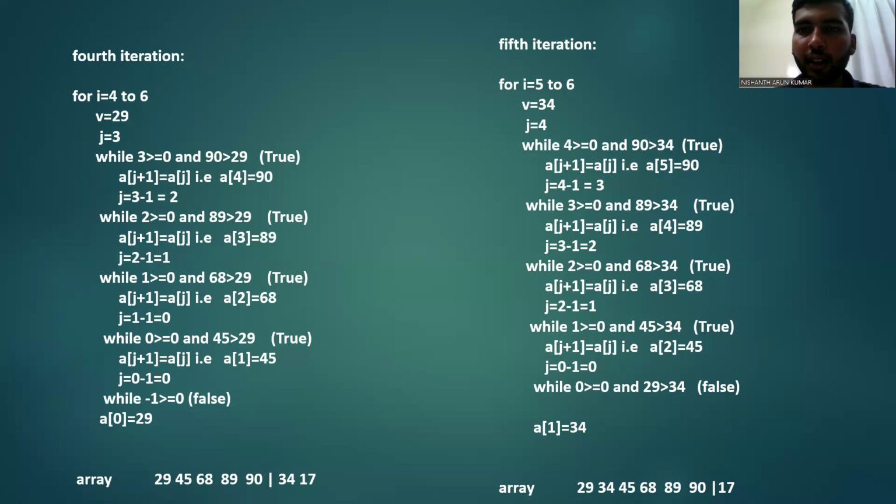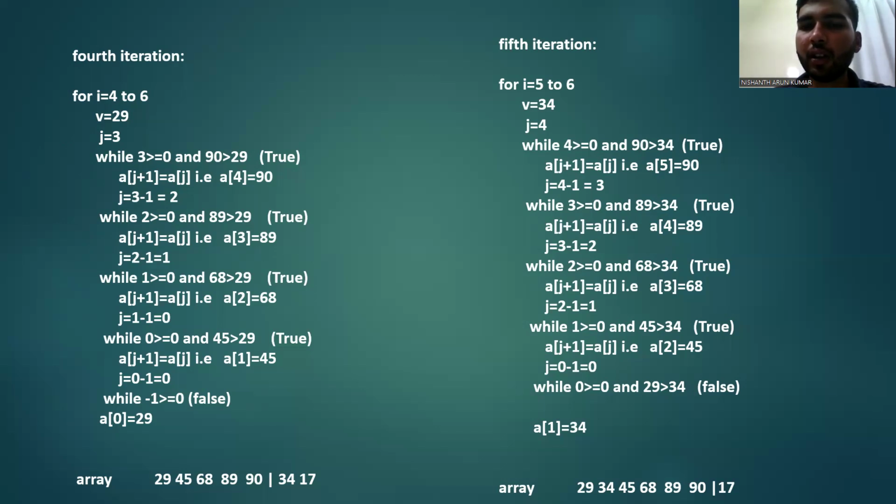Then the fifth iteration is for i equals 5 to 6, v is equal to 34, j is equal to 4, while 4 is greater than or equal to 0 and 90 is greater than 34, it is true. A of j plus 1 is equal to A of j, so that A of 5 is equal to 90. j is equal to 4 minus 1 is equal to 3, while 3 is greater than or equal to 0 and 89 is greater than 34.